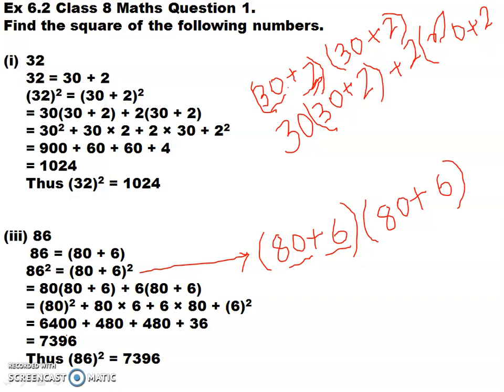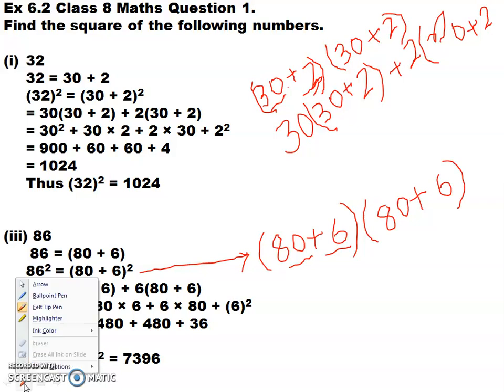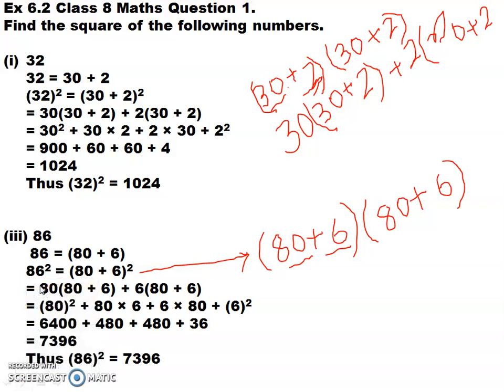80 into 80, 6400. 80 into 6, 480. 6 into 80, 480. 6 into 6, 36. When you add all the numbers here, you will get the answer as 7396. 7396. Next question.